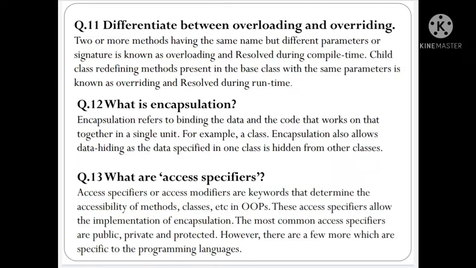Two or more methods having the same name but different parameters or signature is known as overloading, and it can be resolved during compile time. A child class redefining methods present in the base class with the same parameters is known as overriding, and it can be resolved during runtime. Question number 12.